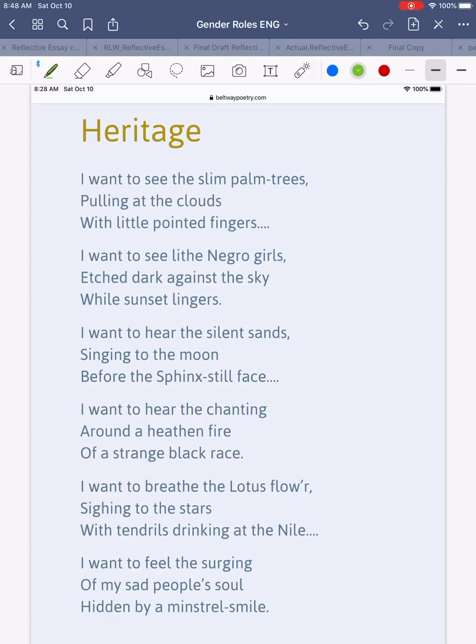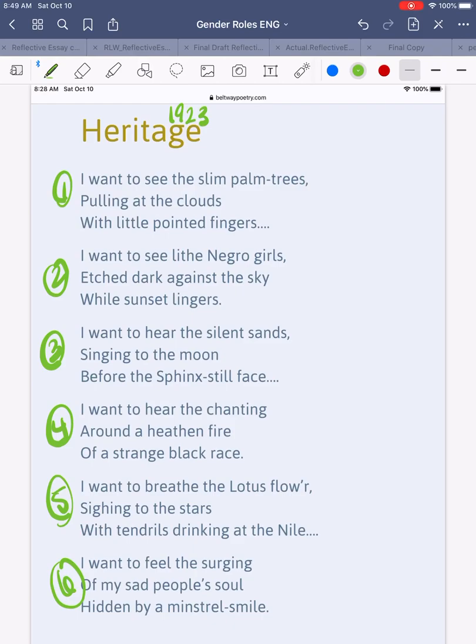Right, let's analyze the poem Heritage by Gwendolyn B. Bennett. First thing we want to know is that the poem was written in 1923, and we begin our analysis by first just making some general observations. First thing, counting the stanzas, we notice that there are a total of 6 stanzas. Each stanza has 3 lines, so that would be a tercet.